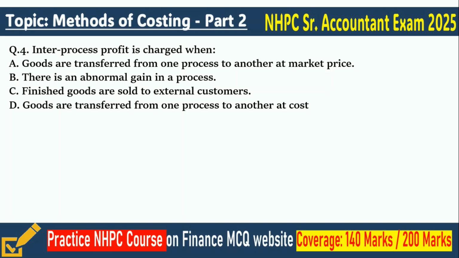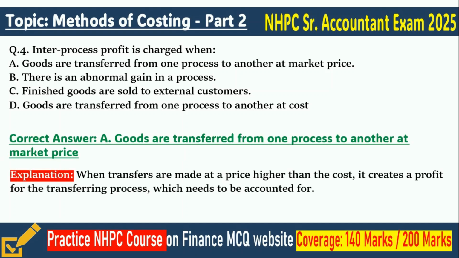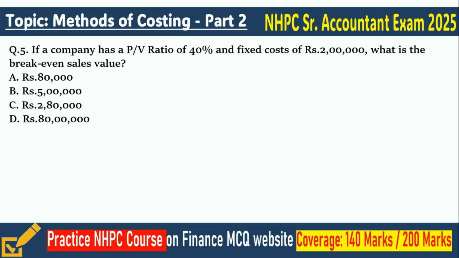Well, it is option A, goods are transferred from one process to another at market price. So friends, when transfers are made at a higher price than the cost, it creates a profit for the transferring process, which needs to be accounted. Moving on. Friends, next question.